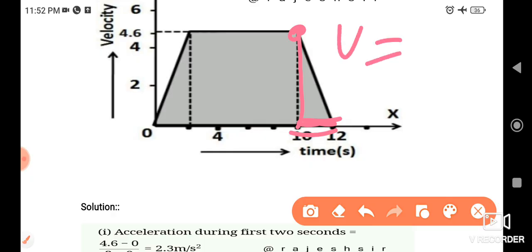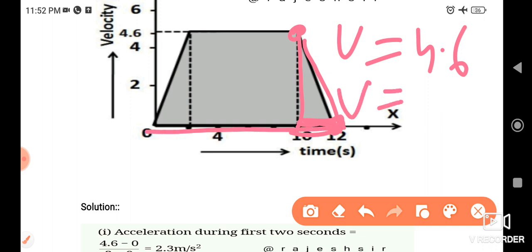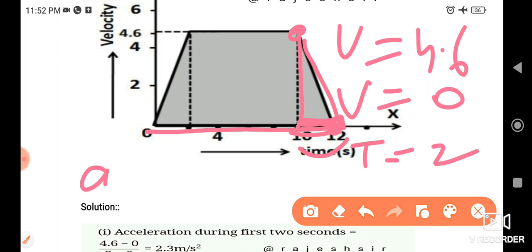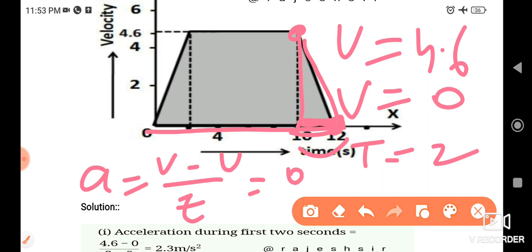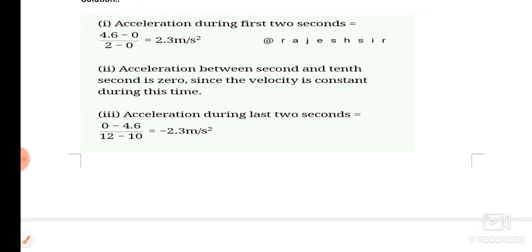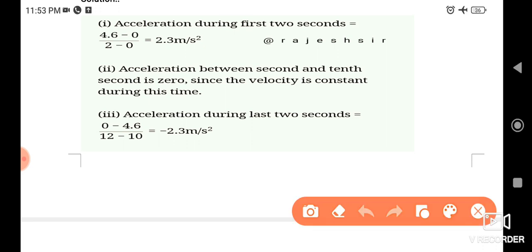So u is 4.6, and the final velocity out here is 0. It's coming out here straight away 0. So v is 0, and time is the last 2 seconds. So here the formula will be a equals v minus u upon t, that is 0 minus 4.6 upon 2. So it will be negative 2.3. You can see I have shown you the figure here. 0 minus 4.6 upon 12 minus 10, that is minus 2.3, that is negative acceleration or retardation you can mention.